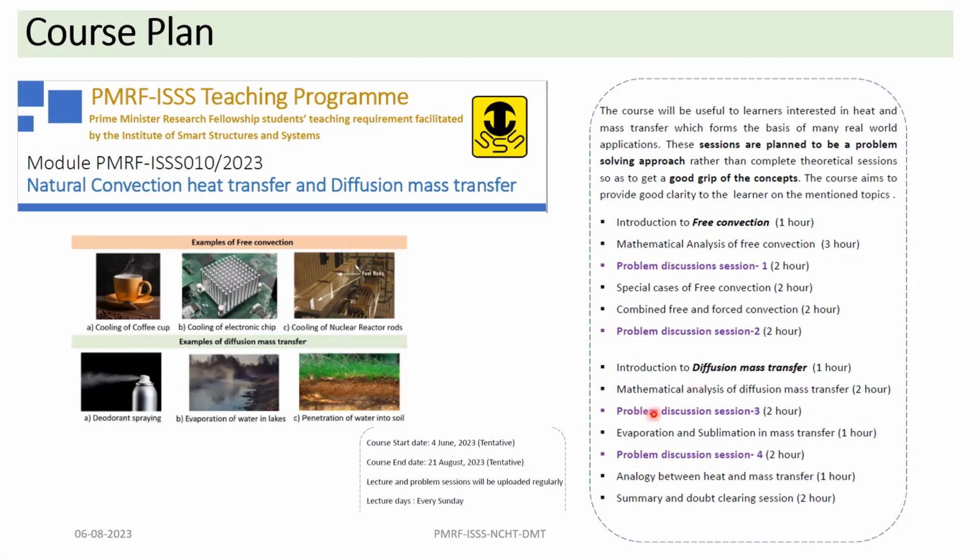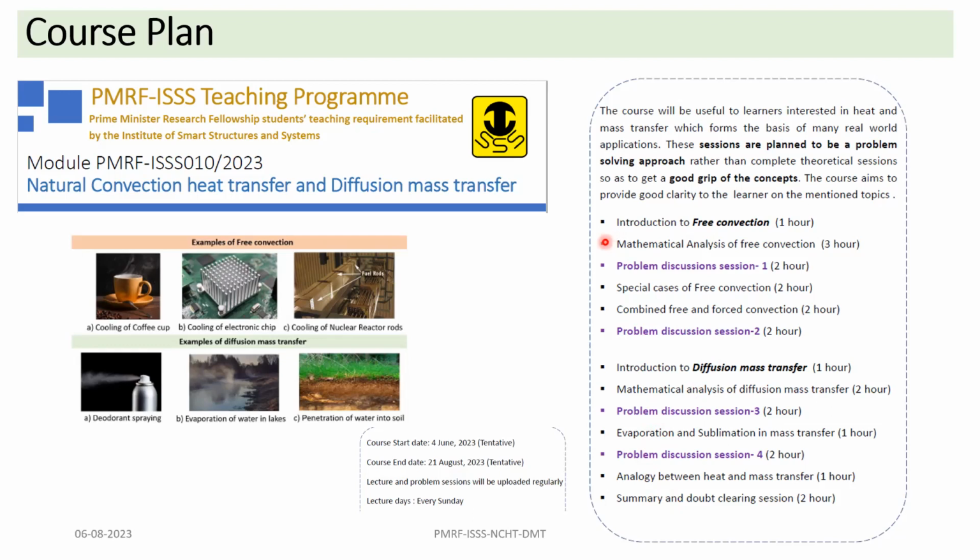Some important problems. In diffusion, most of the problems are repetitive in nature in some senses, so we will limit ourselves to some important problems related to diffusion. In the next sessions, we will be discussing operation and have a problem discussion session, and we will summarize everything. Whenever you study diffusion, you should always correlate it with heat transfer. Then the analysis becomes easier.